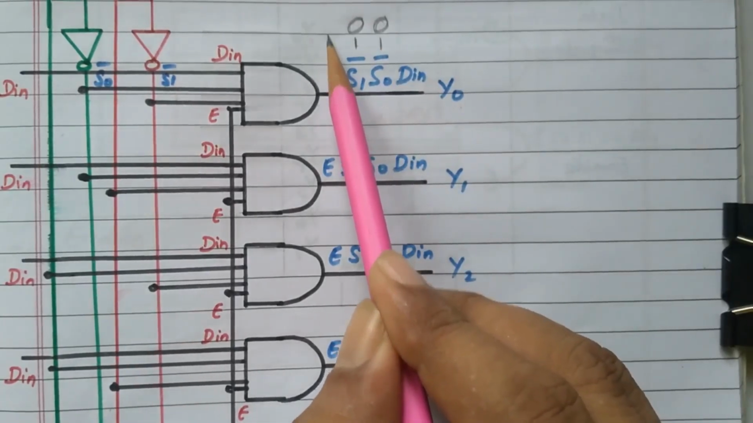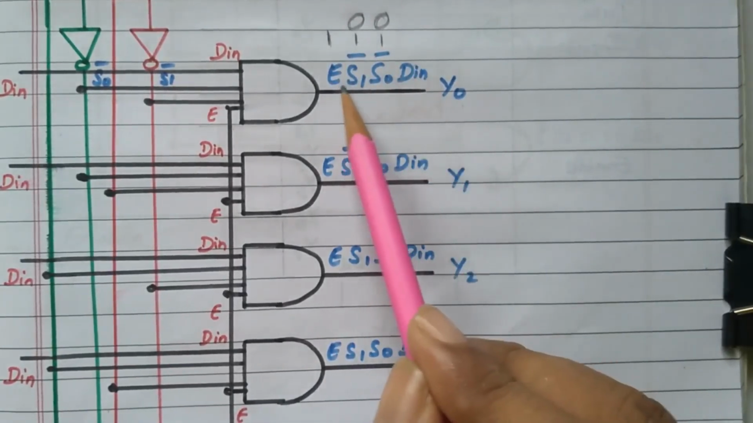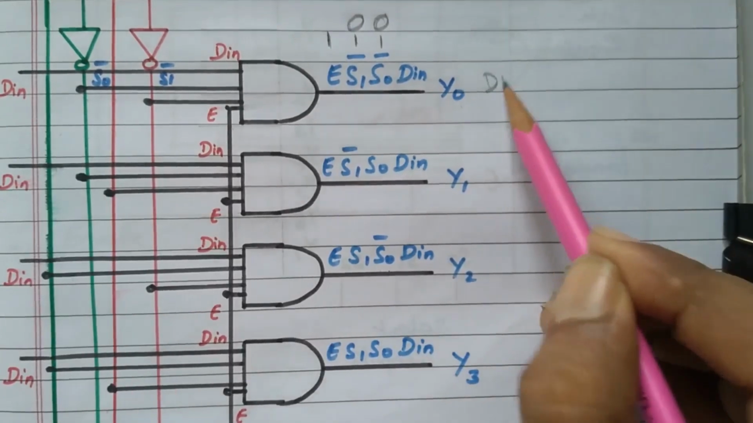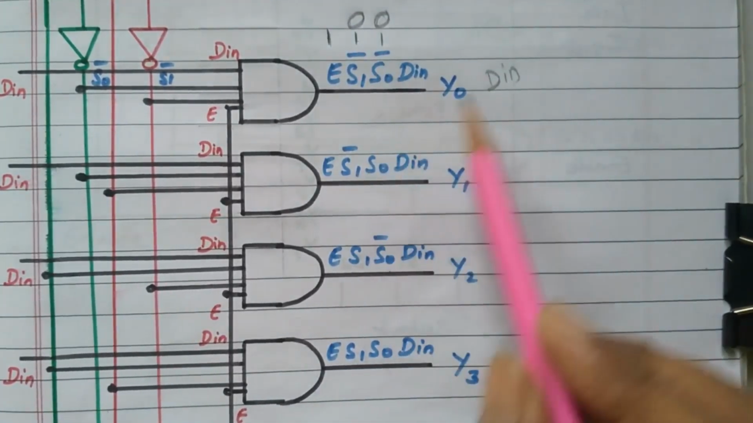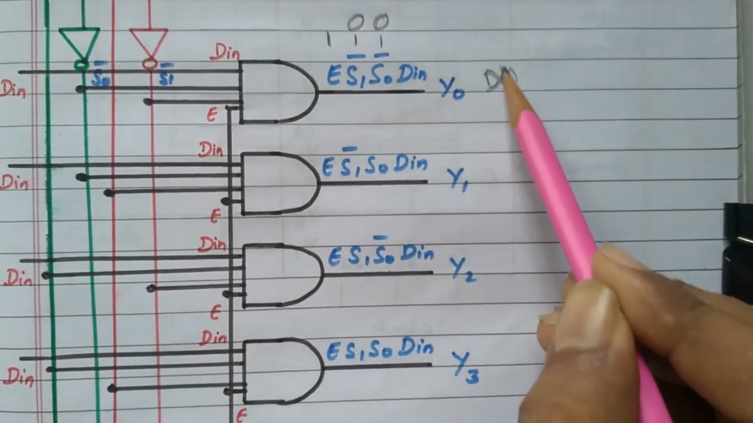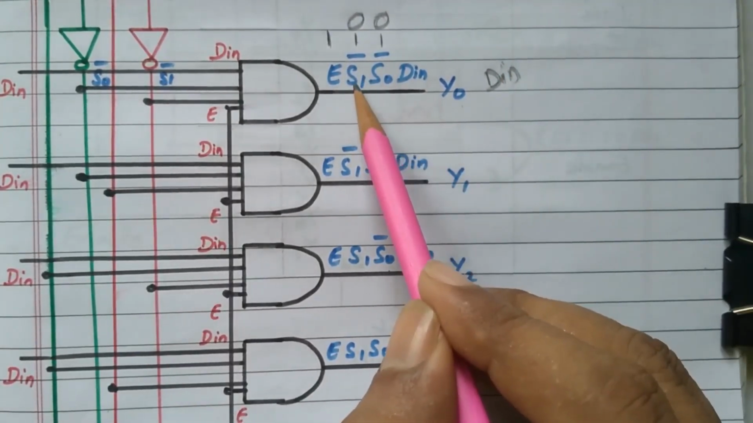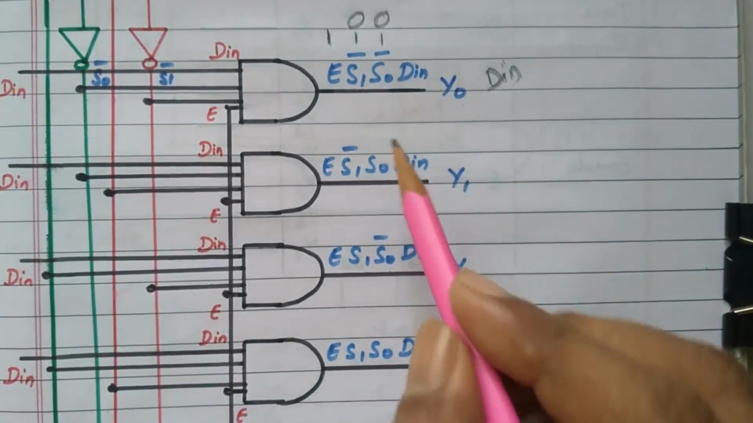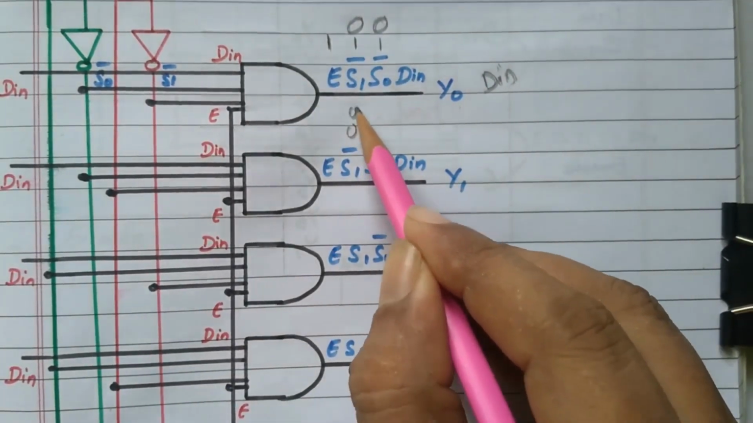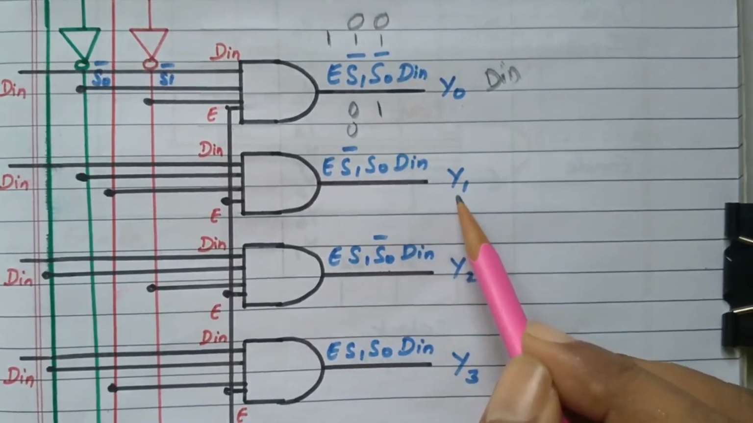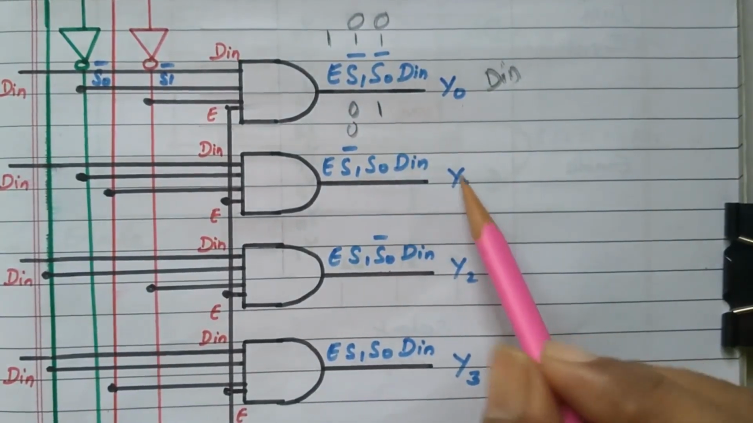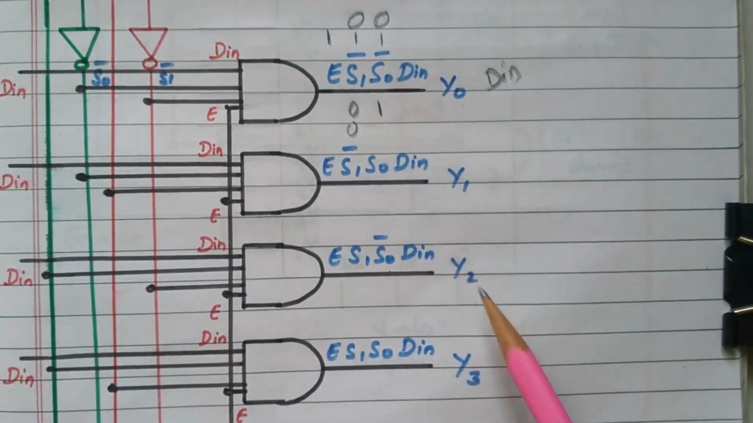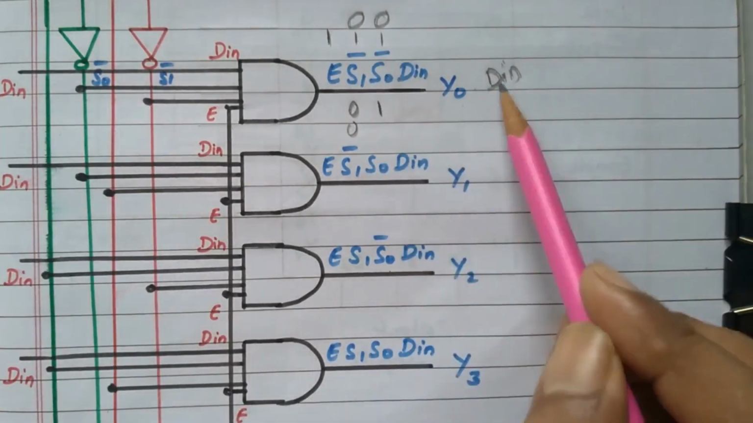0, 0 means S1 bar and S0 bar become 1, 1. Already enable is 1 and DIN is available. Right? So all 3 inputs are active high, so the DIN will be available at the output for that case 0, 0. Right? Because we are connected in such a way that 0, 0 is connected with the complements S1 bar, S0 bar, so 0, 0 automatically becomes 1, 1. Right? But the second case, 0, 1, we get the second output. We already discussed in the truth table: 0, 0 means first position, 0, 1 second position, 1, 0 third position, 1, 1 fourth position. The first position we discussed.